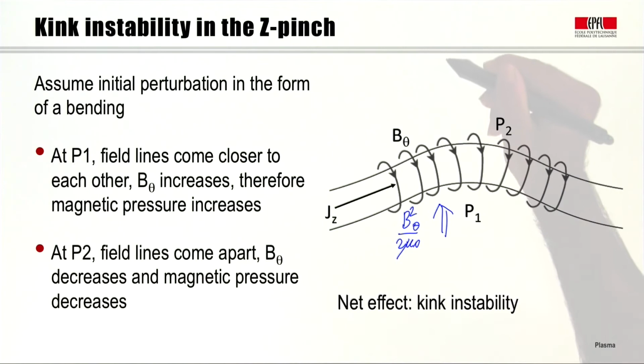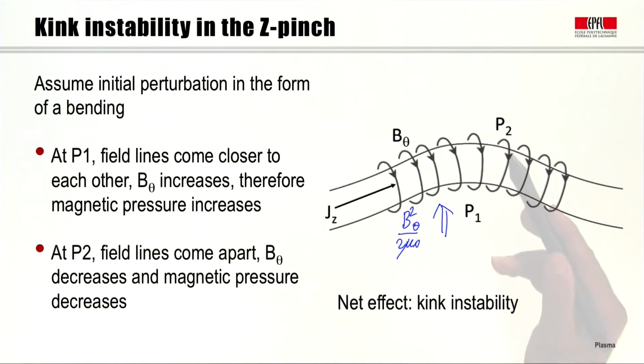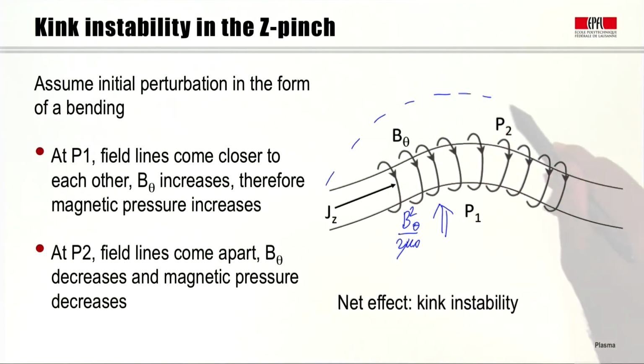And this pushes the plasma up. At P2, the field line comes apart, B theta decreases, the magnetic pressure decreases, and the plasma cannot be pushed back down. So the net effect is the growth of the initial perturbation. The plasma is pushed up. The net effect is the kink instability.